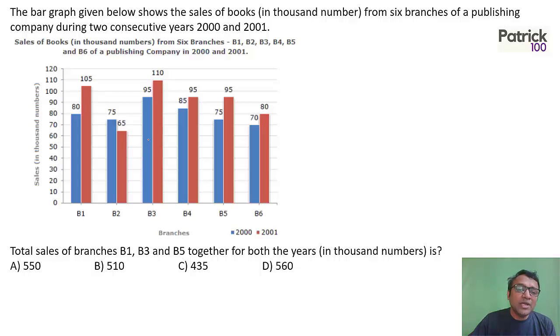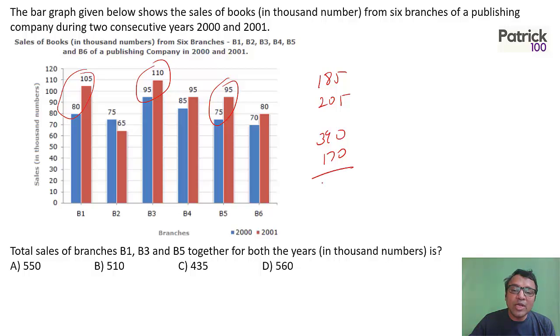Total sales of B1, B3, B5 in both the years. B1, if you look at it, is 185, B3 is 205, right? So you add these, it becomes 390. And then we have B5, which adds up to 170, so total becomes 560, D option.